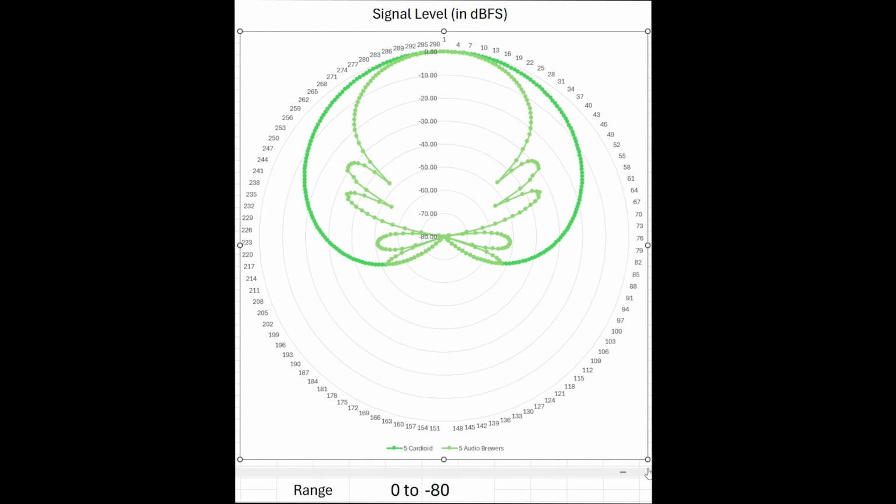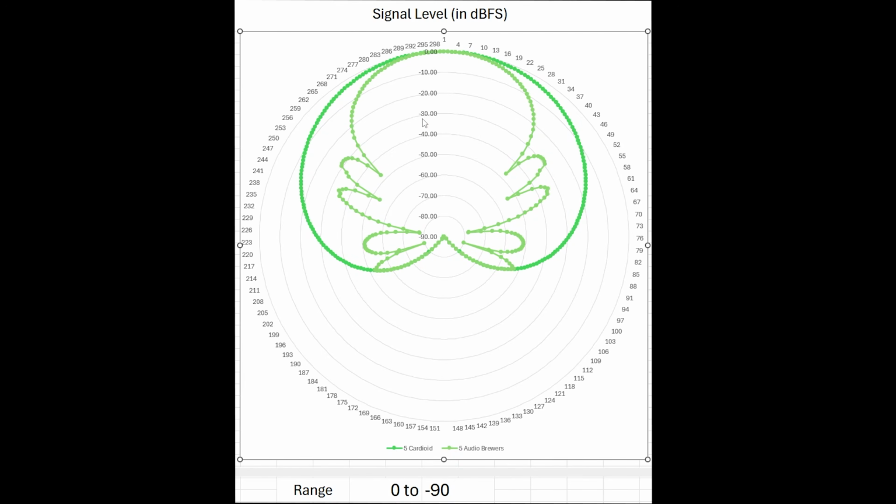So how about moving to sixth order? Like we are in a 70 decibel range. Let me just increase the range a little bit further. 80 and 90. At 90 decibels, which is an insane number, you can see that the sound of the Audio Brewers beam is so narrow and there is so much rejection on the sides. It's really, really cool. And what happens if we move to the next order?